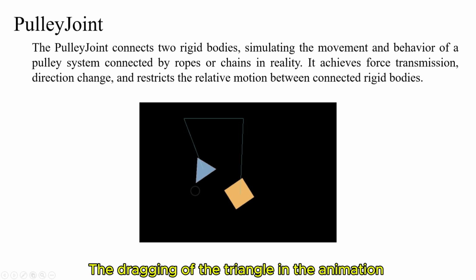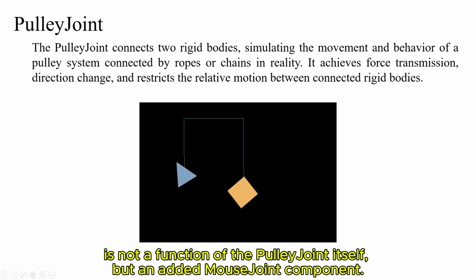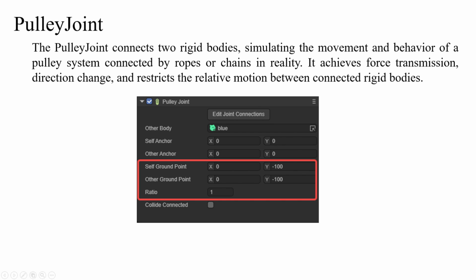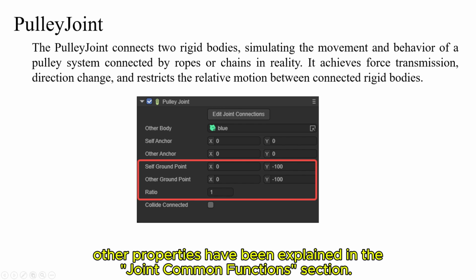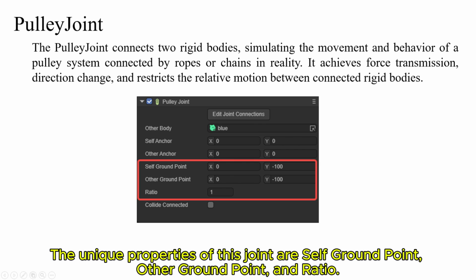The dragging of the triangle in the animation is not a function of the pulley joint itself, but an added mouse joint component. This video only introduces the unique properties of the pulley joint. Other properties have been explained in the Joint Common Functions section. The unique properties of this joint are self-ground point, other ground point, and ratio.